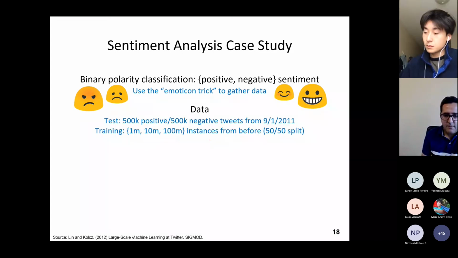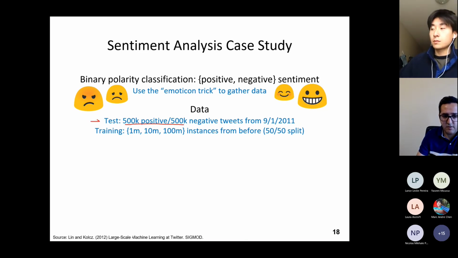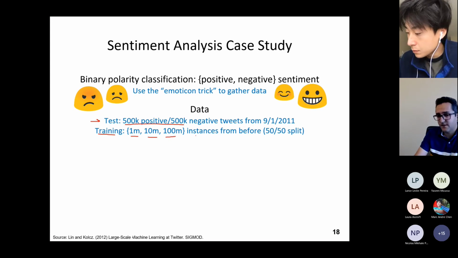The data that we have is 500,000 positive, 500,000 negative tweets, okay? And we basically train on different subsets of this data. Sorry, so 5K I explain is the test data, okay? So it's like half-half, so that we are not biased toward negative or positive, okay? And training happens on 1 million, 10 million, and 100 million tweets.